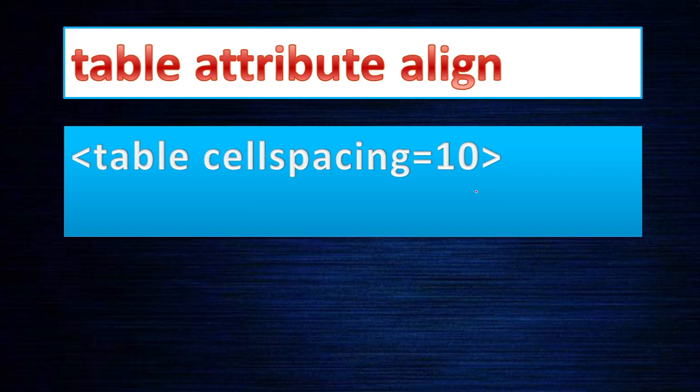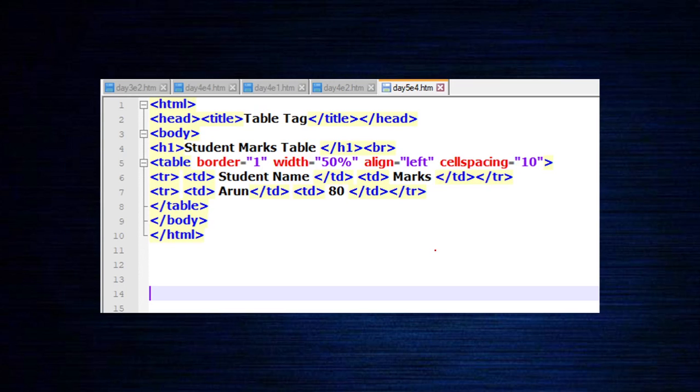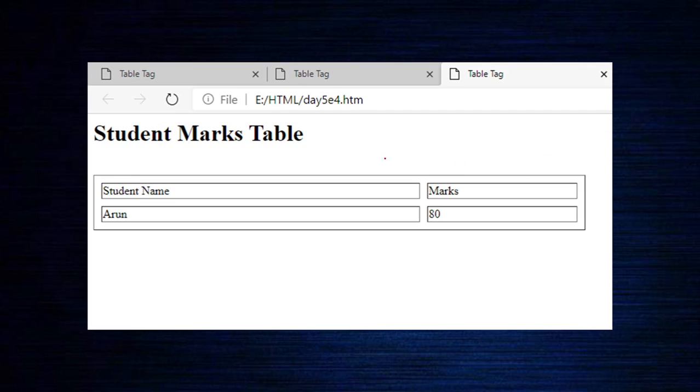So cell spacing is equal to 10. Let's write an example over here. You can see border, align left and cell spacing is equal to 0. First we say 0. 0 means there is no space. 10 means here is space, the spacing is 10. When you execute this, you can see that there is a gap of 10 pixels from one cell to the other cell, and along with the border also. That gap is cell spacing.